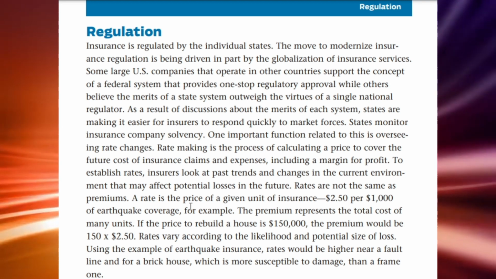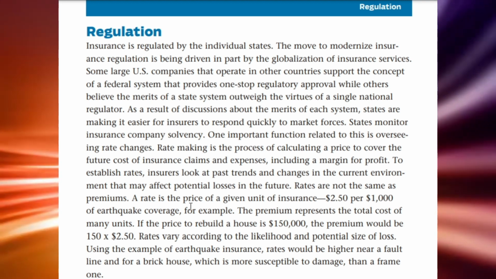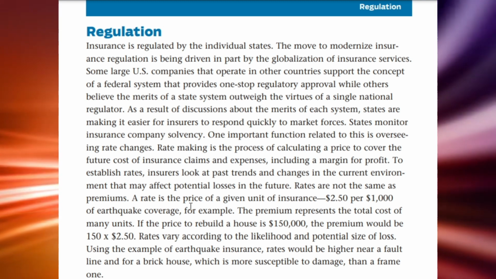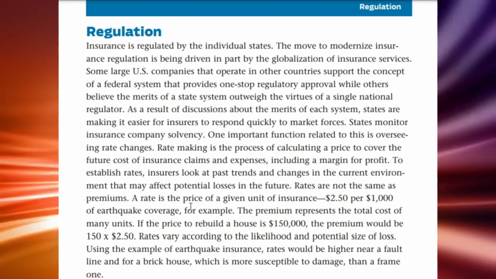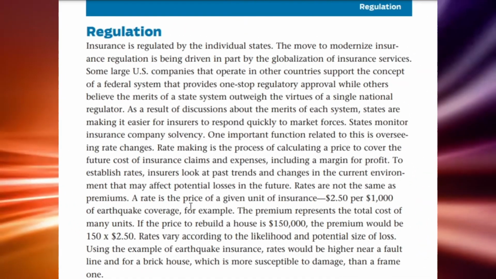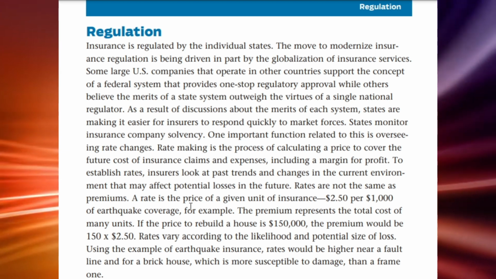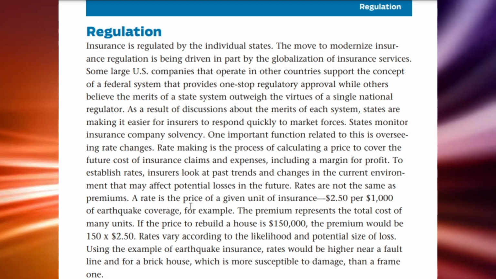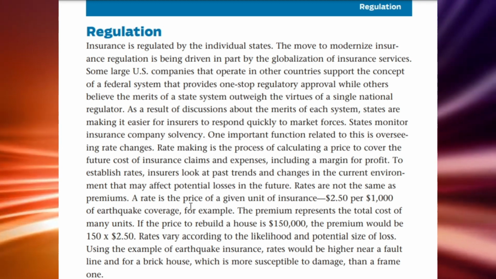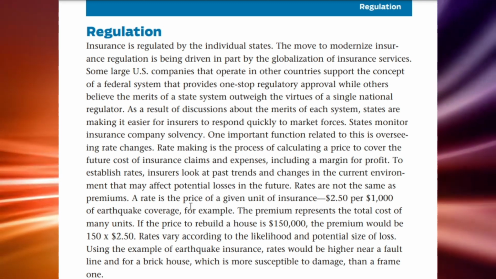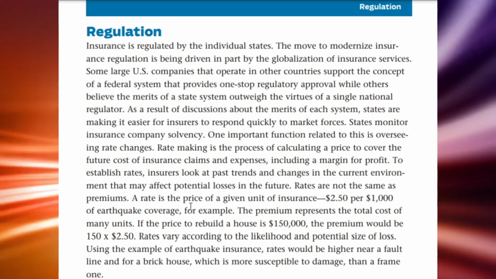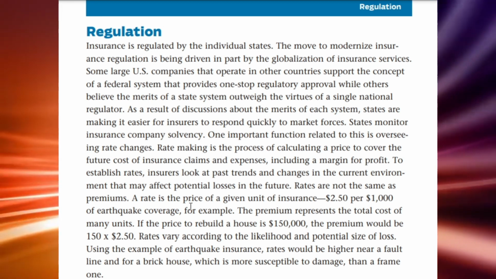Rates are not the same as premiums. A rate is the price of a given unit of insurance, for example, $2.50 per $1,000 of earthquake coverage. The premium represents the total cost of many units. If the price to build a house is $150,000, the premium would be 150 x $2.50.